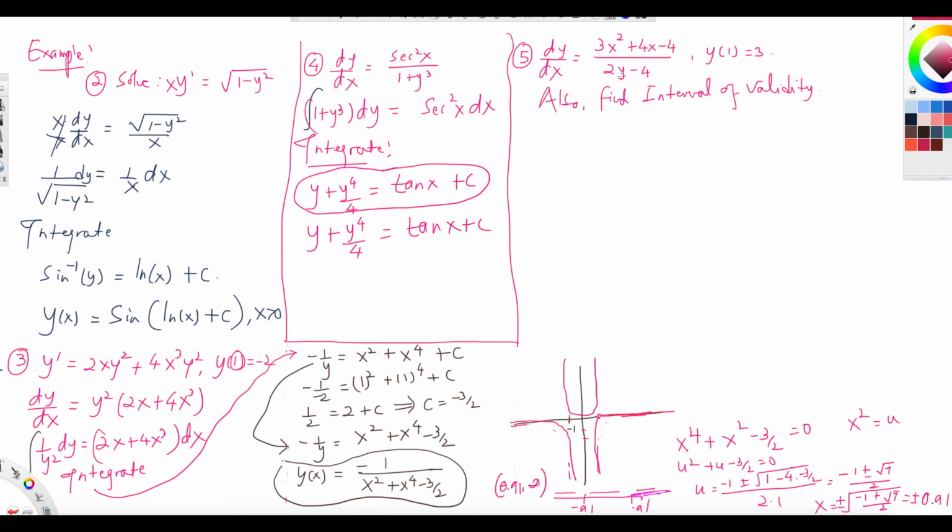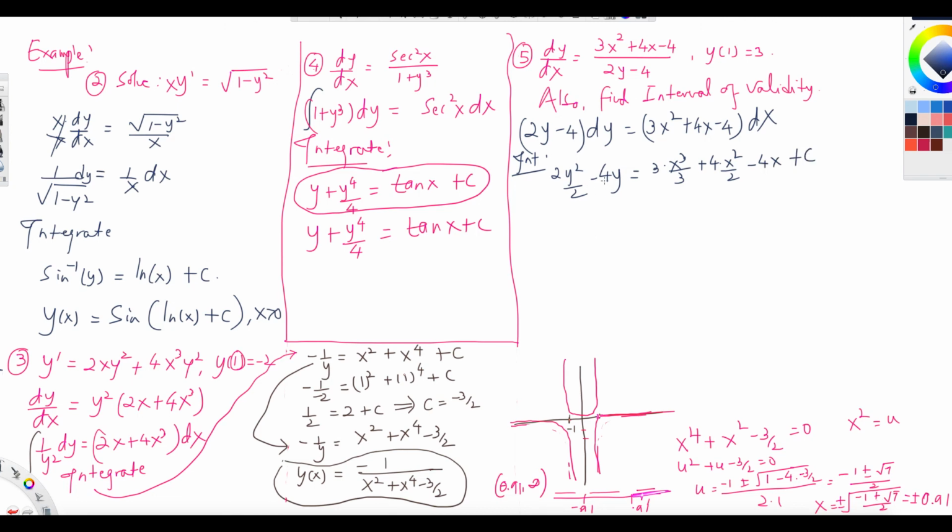So you multiply both sides by 2y minus 4. You can write 2y minus 4 dy equals 3x squared plus 4x minus 4 dx. You integrate. If you integrate, what do you get? You get 2y squared over 2, because the integral of y is y squared over 2, minus 4y equals 3x cubed over 3 plus 4x squared over 2 minus 4x plus c. This is what you get.